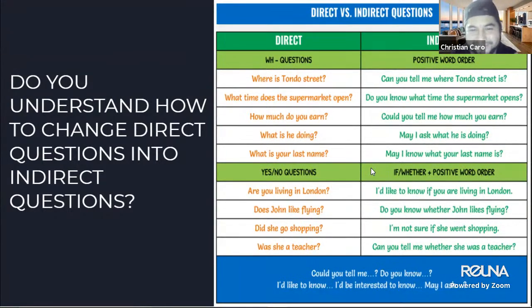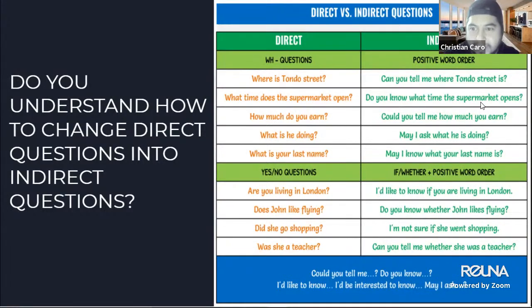So what time does the supermarket open? That's the second example in this case. So pretty much the same thing, we use what time as a connector in the indirect question, like a relative clause. So do you know is the indirect phrase. What time is pretty much the connector, and the supermarket opens.